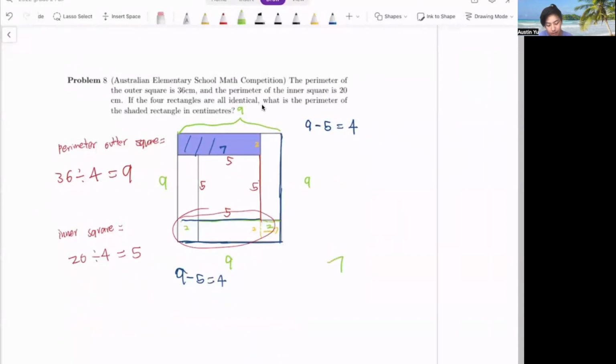Now 7 plus 2, times 2, because there are 2 copies of the width and the length, gives you 18. And the perimeter of the shaded rectangle in centimeters is 18.